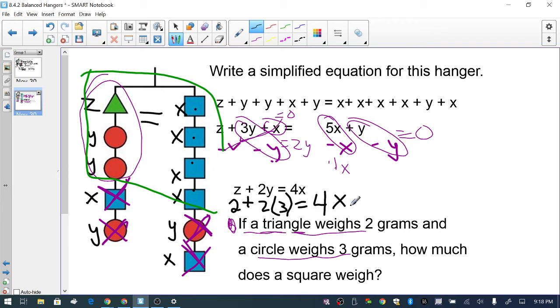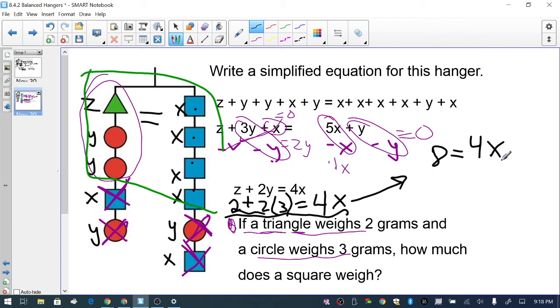Now, to get the weight of the squares, we have to solve for x. Let me rewrite this equation over here where I have a little more space. 2 plus 2 times 3, that equals 8. And then on the right side of the equation, we still have 4x. So I rewrote this equation over here as 8 equals 4x. Those are equivalent equations.